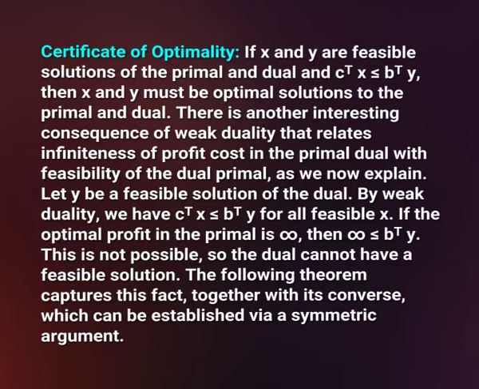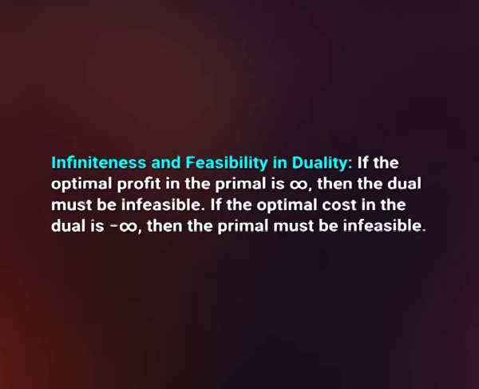The following theorem captures this fact together with its converse, which can be established via a symmetric argument: infiniteness and feasibility in duality. If the optimal profit in the primal is infinite, then the dual must be infeasible. If the optimal cost in the dual is negative infinity, then the primal must be infeasible. Let us now discuss strong duality.